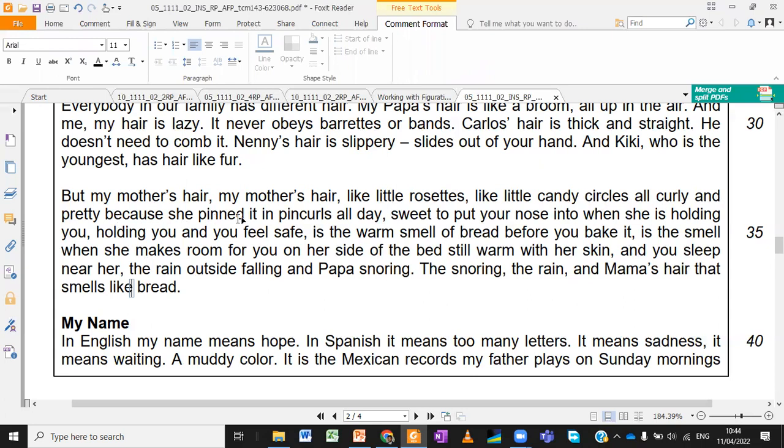Circles all coily and pretty because she pinned it in all pecans all day. Switch to put your nose into when she, yeah, switch to put your nose. This is one of them. What do you have to say? It's the warm smell of bread. Yeah, this should be another one. The warm smell of bread before you bake it. They are comparing the smell that comes from your room to the smell of bread without the use of as and like.